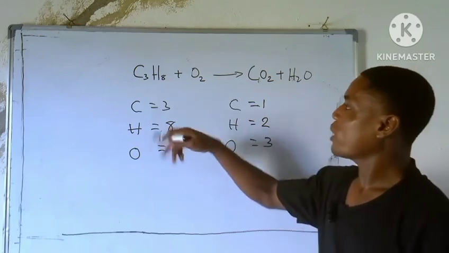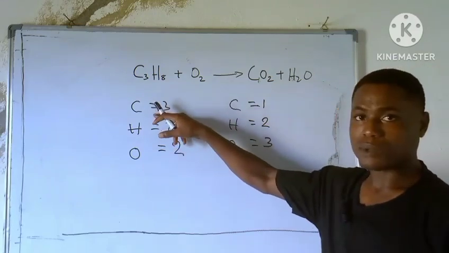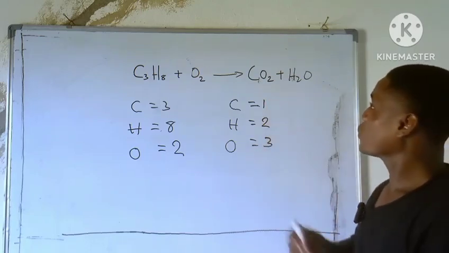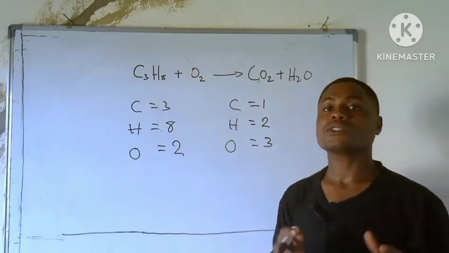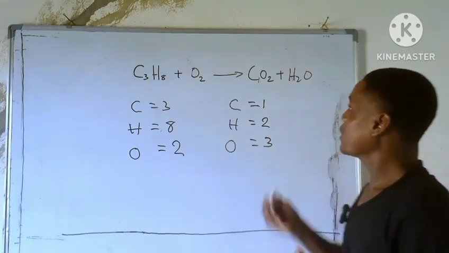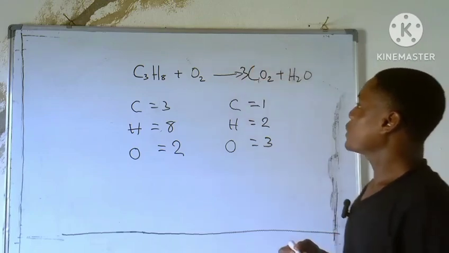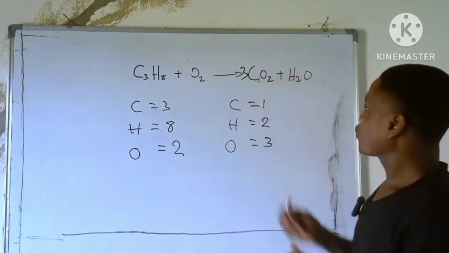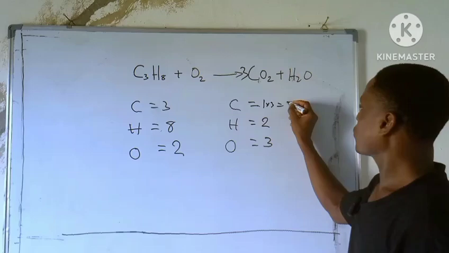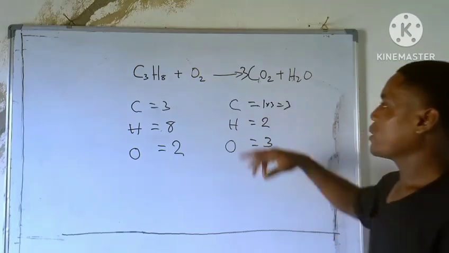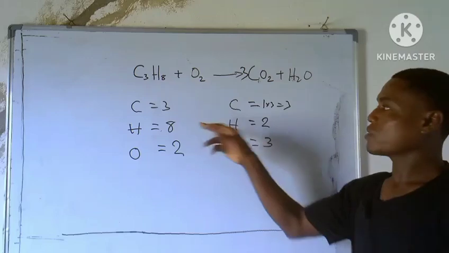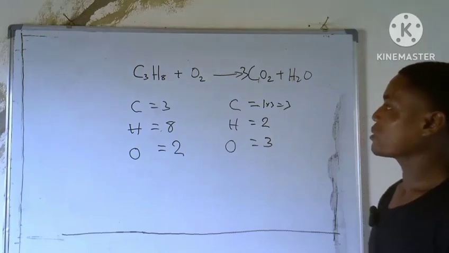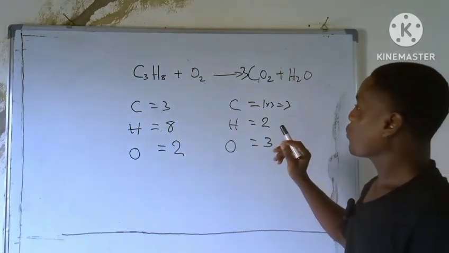Okay, now we have 3 atoms at our left side of carbon, right? At our right side we have only 1 atom, right? So what we need to do? Since I said we are only changing the coefficients, are you getting it? So let's introduce 3 here. If we introduce 3 here, meaning carbon is now 3, right? So 1 times 3 will now give us 3. So the carbon atom at both our left side and the right side is now balanced. Are you getting it? Now let's come to hydrogen.